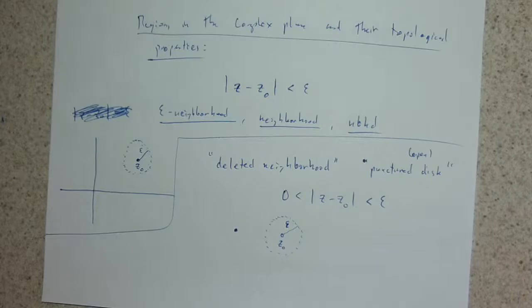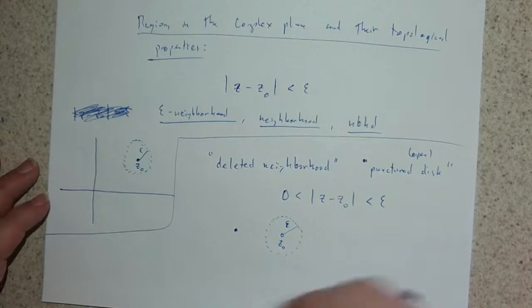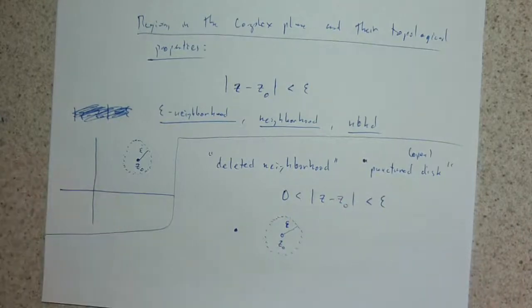It won't become clear why this is useful until a little bit later, but this is definitely going to be useful. It's something we're going to have to talk about. So it's a way of talking about an epsilon neighborhood without including the point that it's centered at. Okay. All right. So that's a useful notion.